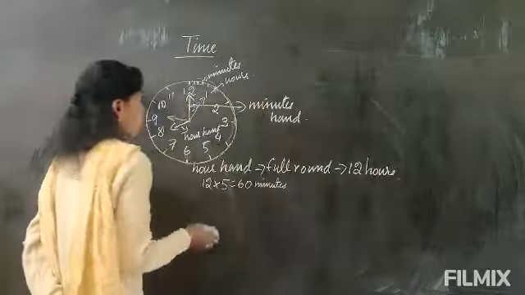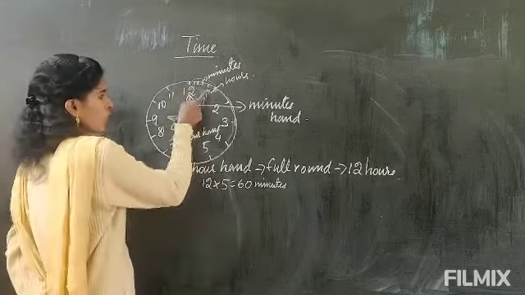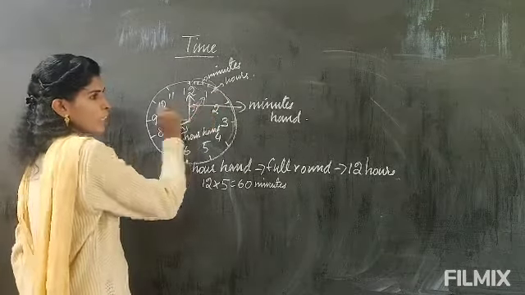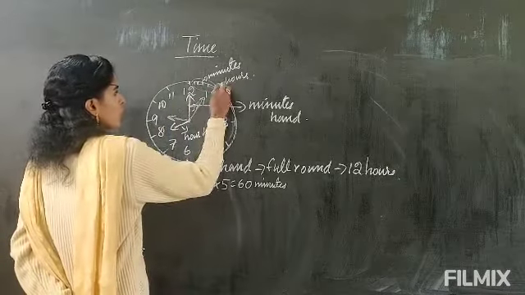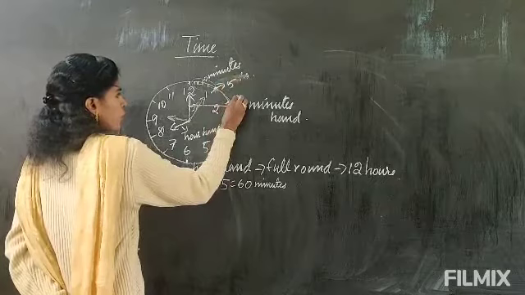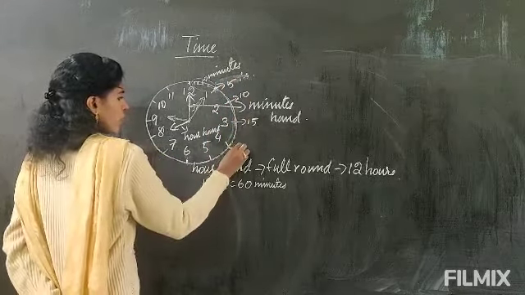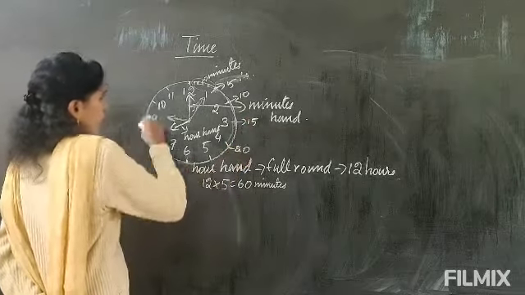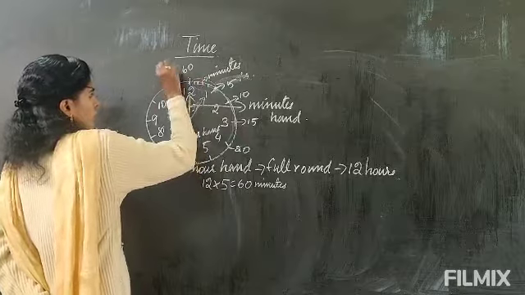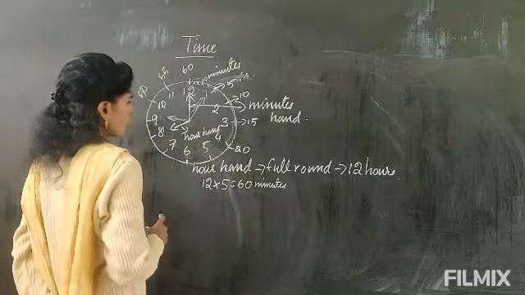Now for the minute hand, if you see, when it moves from one number to another number, it takes 5 minutes. If it moves to the next number, it will take again 5 minutes. 5 plus 5, it will be 10. When it moves to 1, it will be 5 minutes. When it moves to 2, it will be 10. Again 3, it will be 15. Like that, when it comes to 12, it will be 60 minutes.